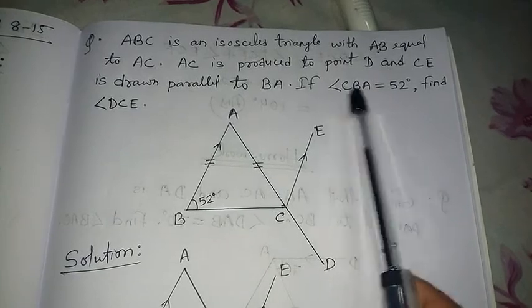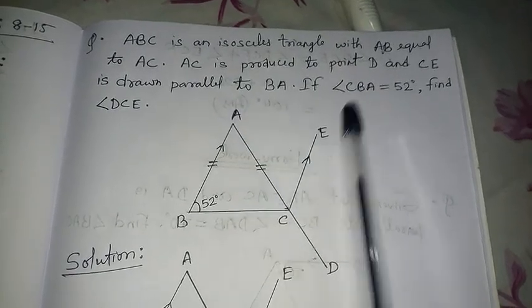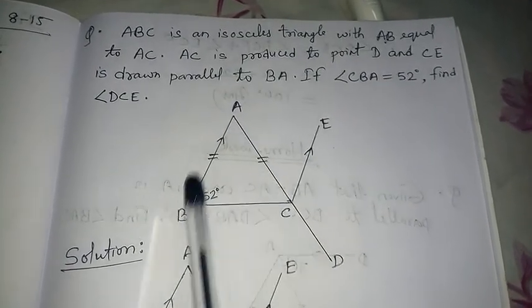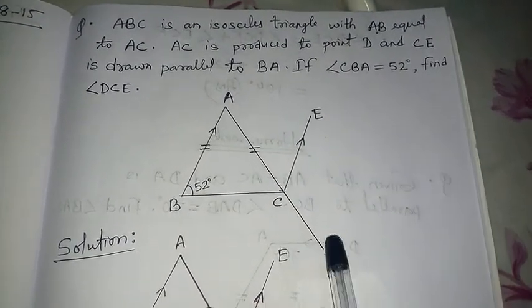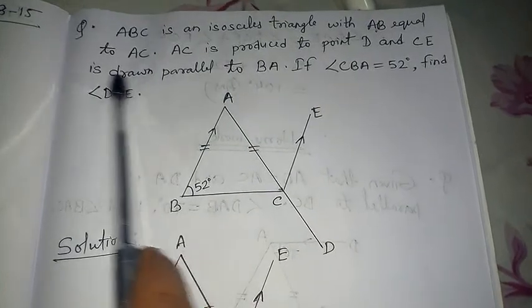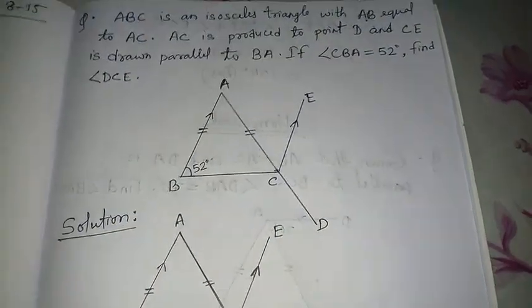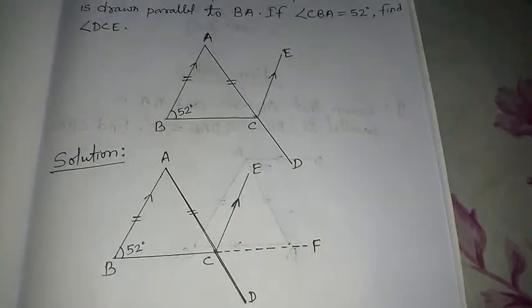Angle CBA is 52 degrees. So this is 52 degrees. You have to find angle DCE. Now it is very easy, but a little bit of technique is there.